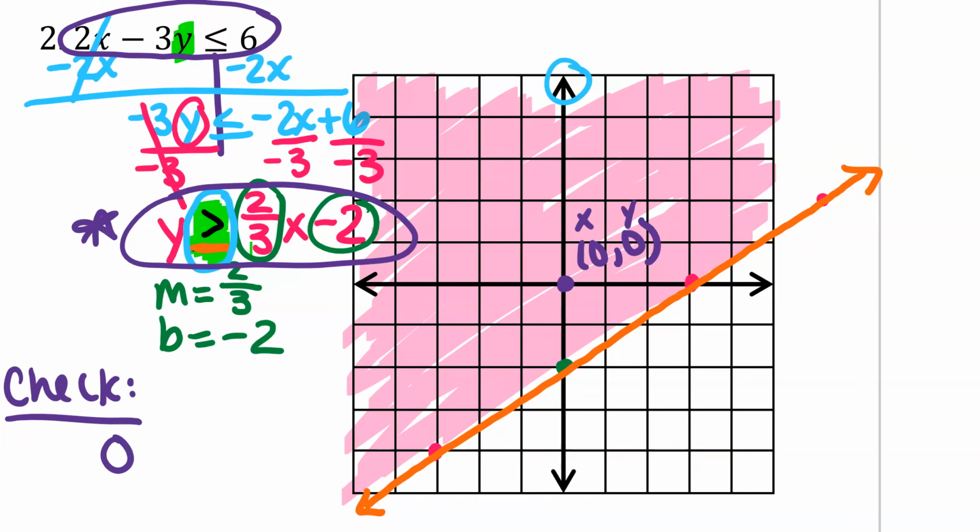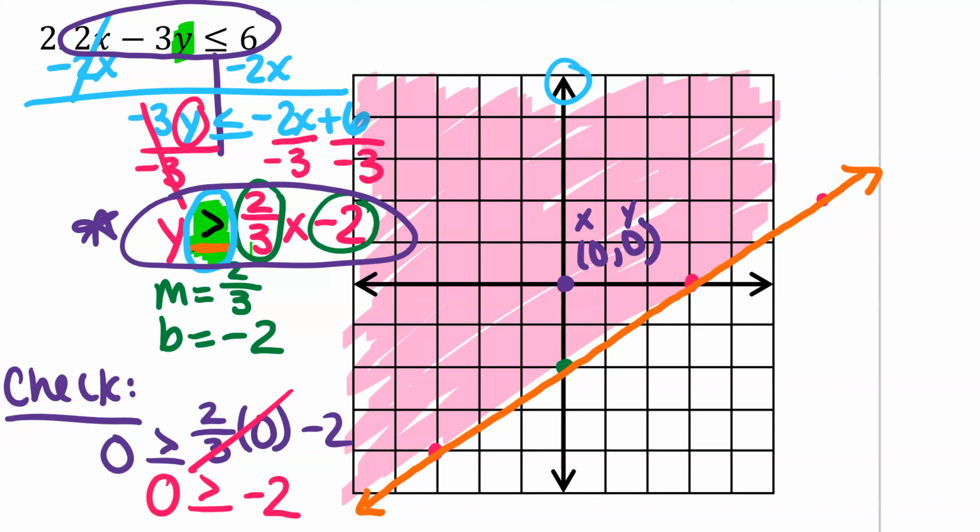So remember, this is your x and this is your y. So 0 greater than or equal to 2 over 3 times 0 minus 2. This is why I like checking (0, 0), because this guy, boom, goes away. So I have 0 greater than or equal to negative 2. So is 0 greater than or equal to negative 2? Yes, it is. Awesome. So I'm good to go.